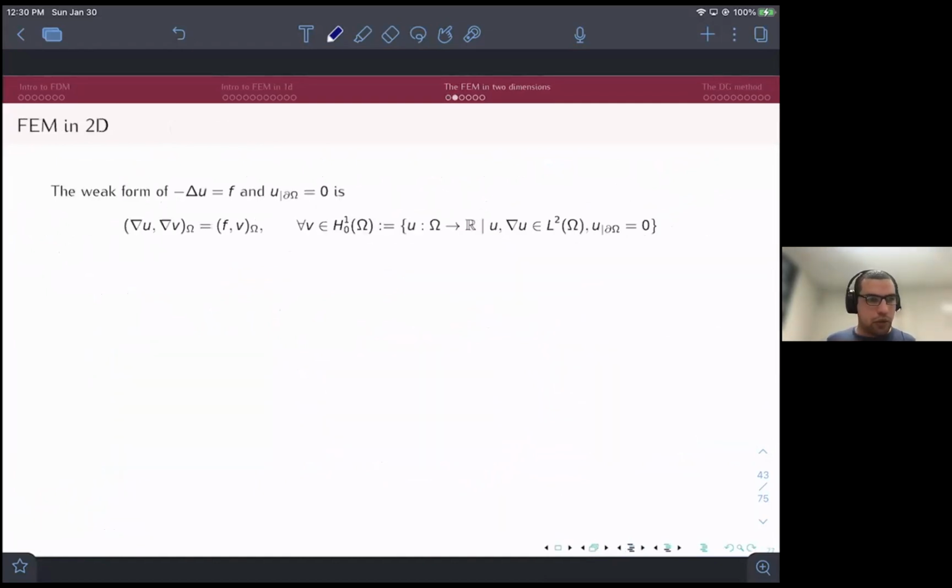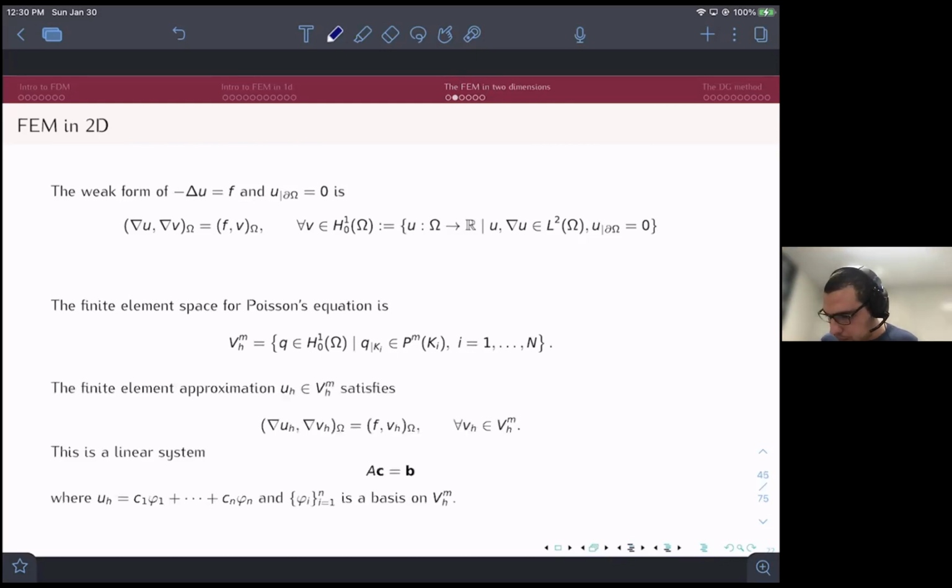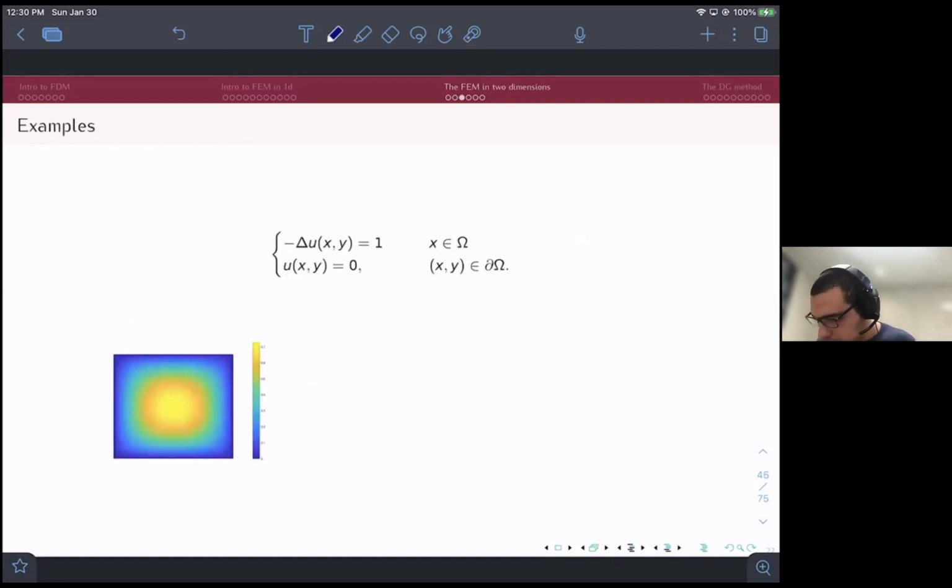Now, similarly to u prime, v prime, our weak formulation here would be grad u, grad v is equal to fv on H01. And our finite element space would be the space of polynomials in H01, or piecewise polynomials in H01. And those polynomials are polynomials of 2 variables. And then you do the same thing. You pick a basis, and then when you pick the basis, you have AC is equal to V as a linear system, and then you solve the linear system. So let's see an example.